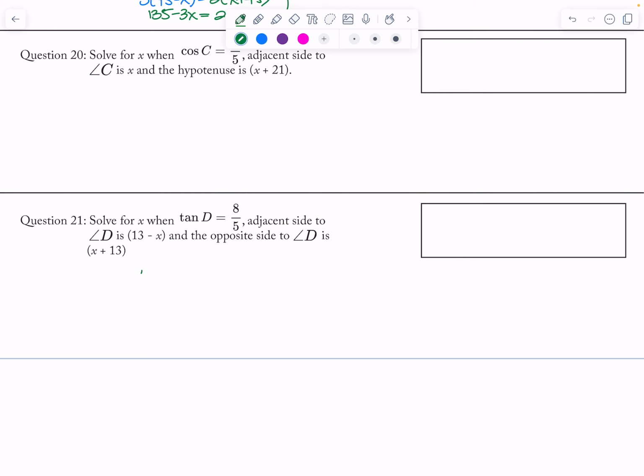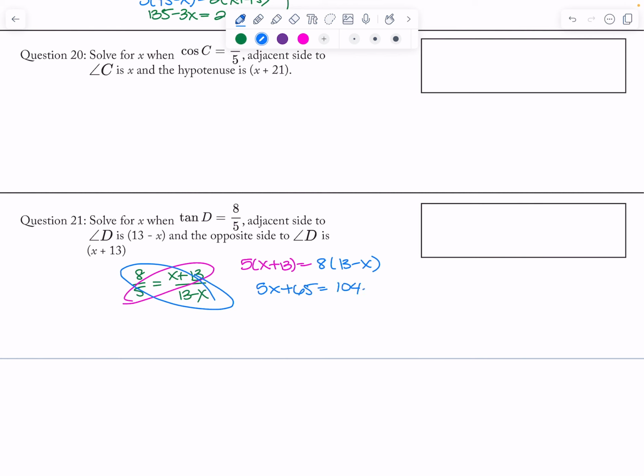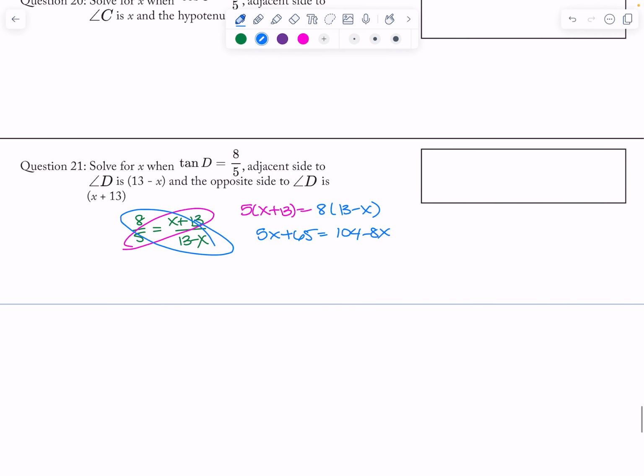21 is tangent, so 8 over 5 is equal to the opposite side, which is x plus 13 over 13 minus x. And then again, I'm going to cross multiply. So 5 times x plus 13 is equal to 8 times 13 minus x. So 5x plus 65 is equal to 104 minus 8x. So I get 13x is equal to 39, so x is equal to 3. And that is all the odd numbered questions.